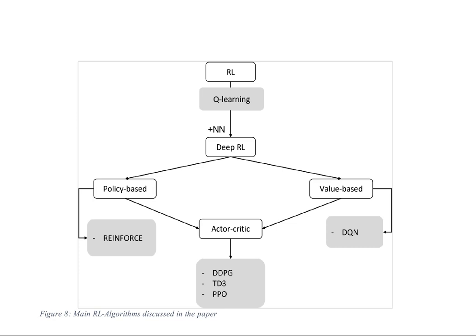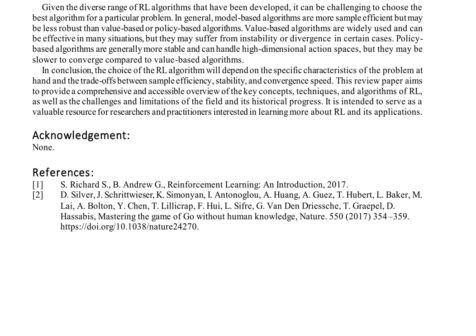In conclusion, the choice of RL algorithm depends on the specific characteristics of the problem at hand and the trade-offs between sample efficiency, stability, and convergence speed. Model-based algorithms are more sample efficient but may be less robust, while value-based algorithms are widely used but may suffer from instability or divergence. Policy-based algorithms are generally more stable but may be slower to converge.